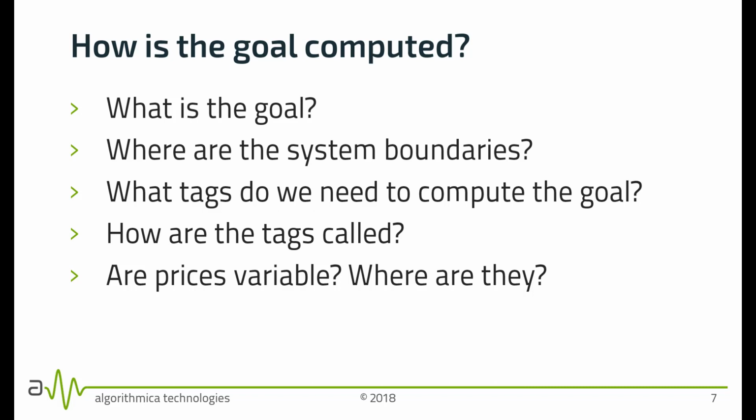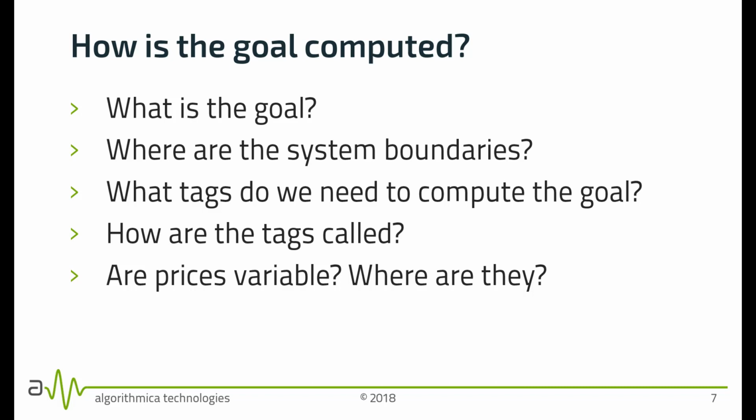Thirdly, what tags do we need to compute the goal? In the example we looked at before, of course, we need the amount of power produced and the amount of coal put in, but we also need the financial prices of both. So there are already 4 tags that we needed in order to compute the goal function. Next, we need to discover what these tags are called. Usually in the control system or archive system, historian, these tags have very specific alphanumeric names that we have to discover to come up with an actual precise list of the tags that we need in order to compute the goal function.